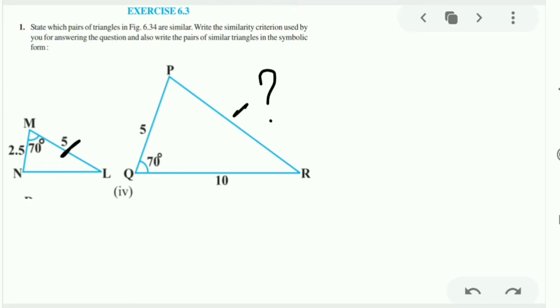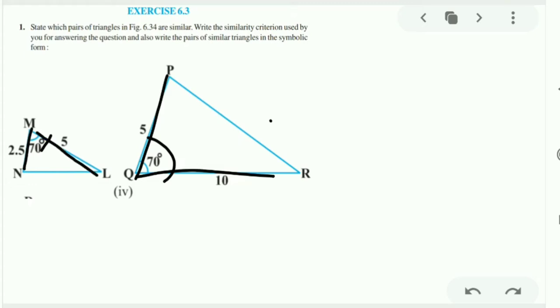Turn the figure according to your thinking means, as here you can see that angle 70 is given over here, as well as angle 70 is given over here. But the adjacent sides of that 70 are 5 and 10, and here they are 2.5 and 5. So what we will do is turn this figure and make this Q upside. Let us again draw the same figure.